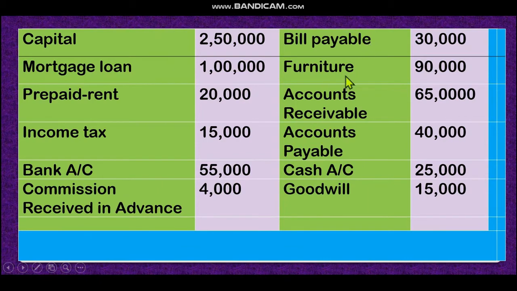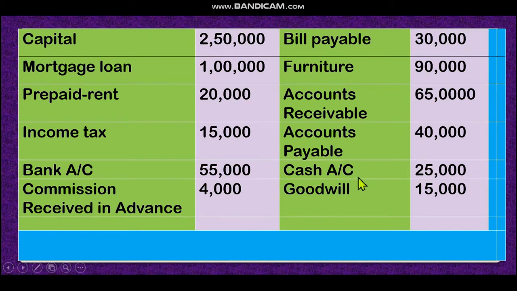Bills payable. Furniture, dear student, furniture is our asset, because you know that furniture will give you service for a long time. Accounts receivable, this is also an asset, because you will receive the money from some other person to whom you sold on credit. They will give you money next year, next time. That's why accounts receivable is also our asset.